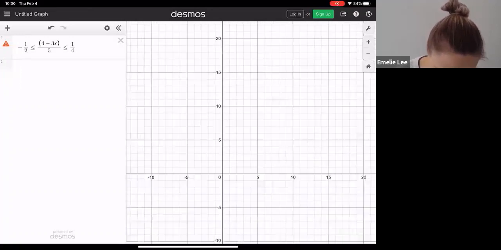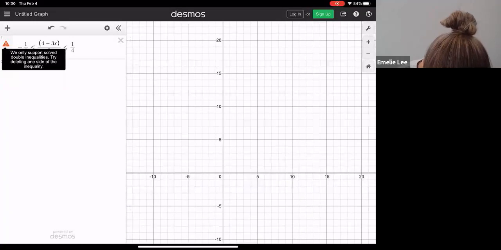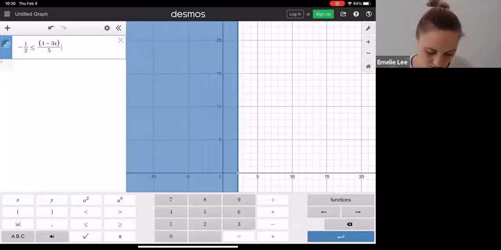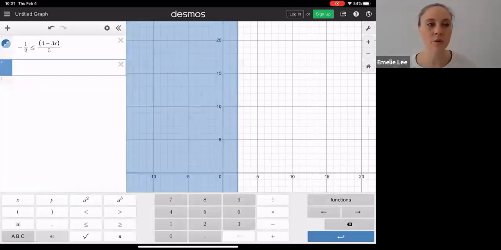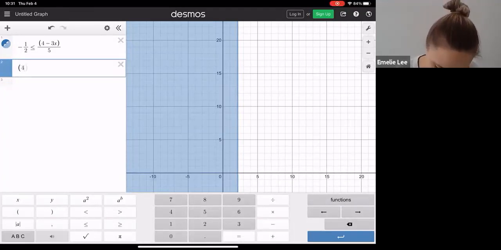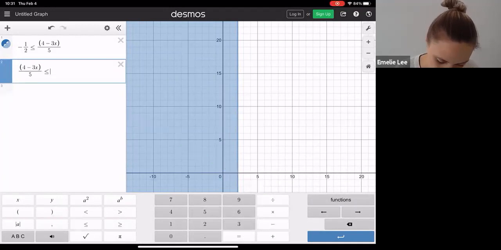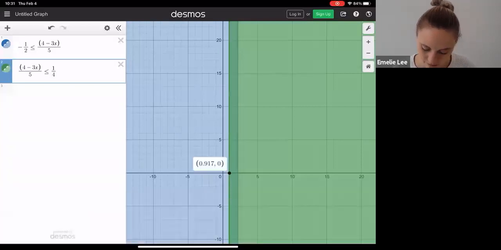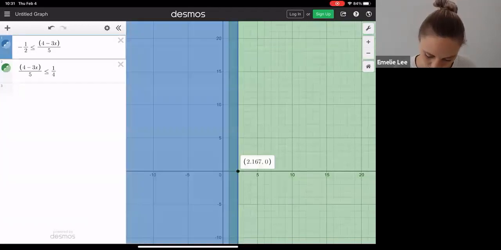Oh, it doesn't like that. What's it complaining about? Oh, I see. They only want one inequality, so it's going to be the overlap of the two. So I'm going to do 4 minus 3x divided by 5, and that has to be less than or equal to 1 over 4. So the overlap here is between 0.917 and 2.167. Sound familiar? That's what we found.